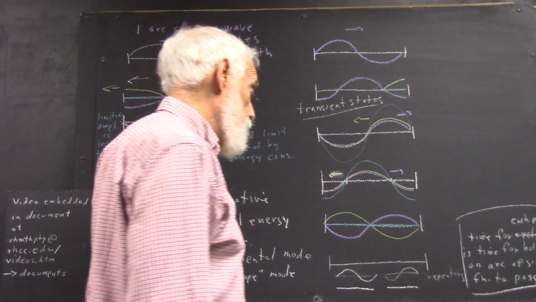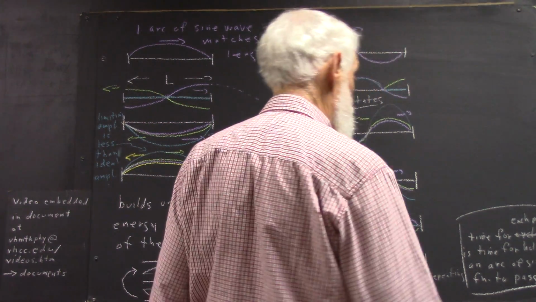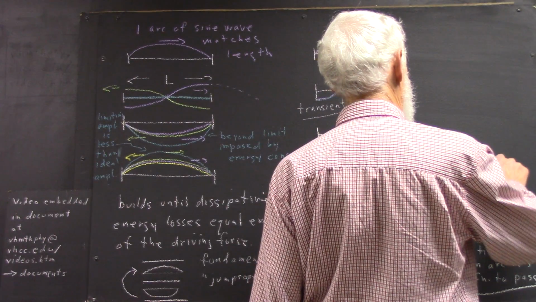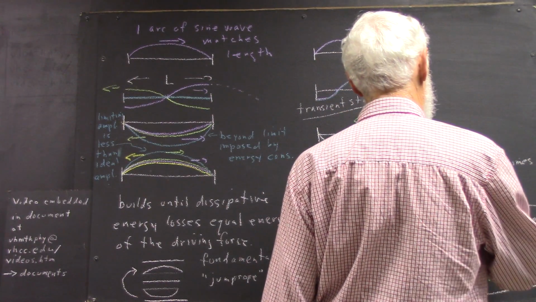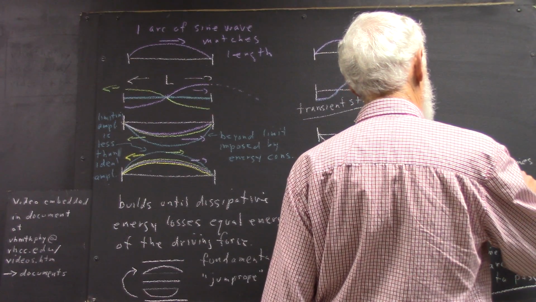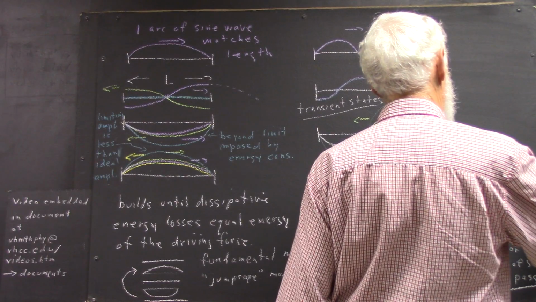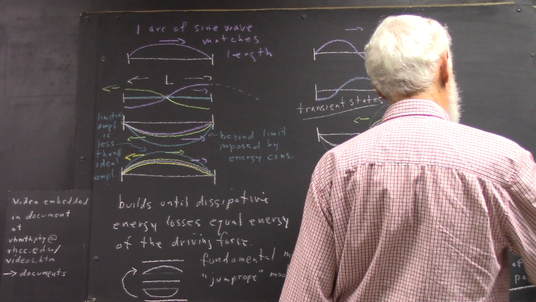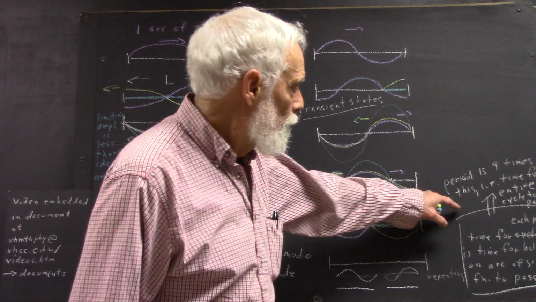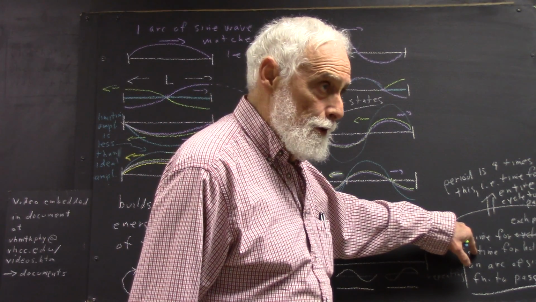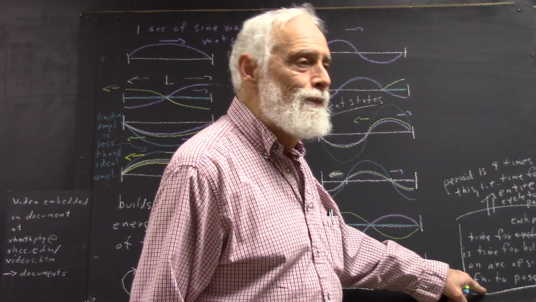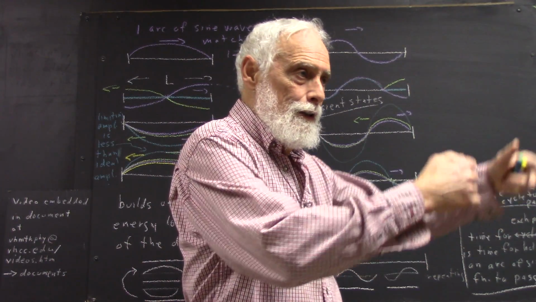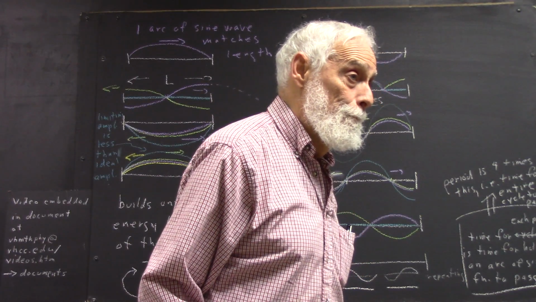And the period then of this motion is 4 times this, okay, which is the time for 4 of these half arcs to pass. Well, there are 4 half arcs of a sine function in one cycle, right? Okay?